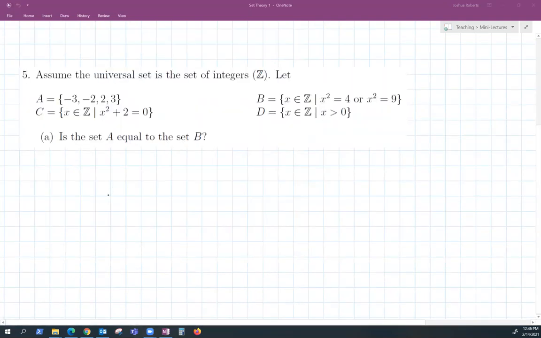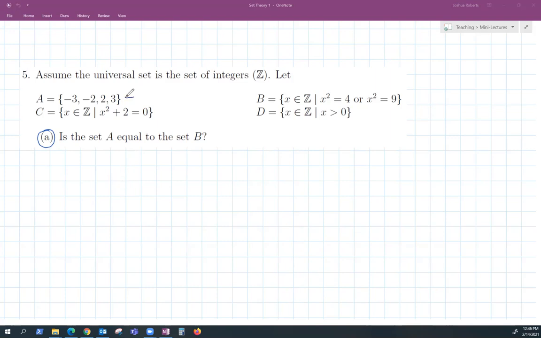Assume the universal set is the set of integers. So the only thing we care about right now are integers. And I'm defining 4 different sets here. Now, in the practice problems, there are more than just this one listed out. Is the set A equal to B? But this is the only one we're going to do. Remember what equal means for sets. They have exactly the same elements.